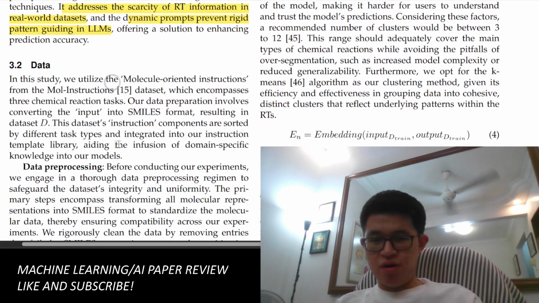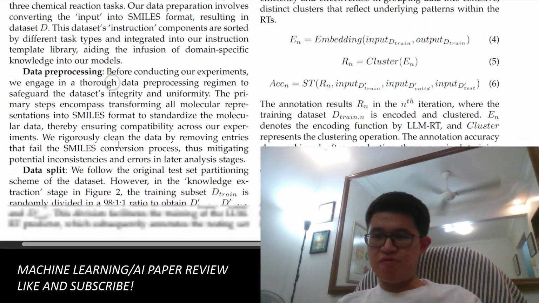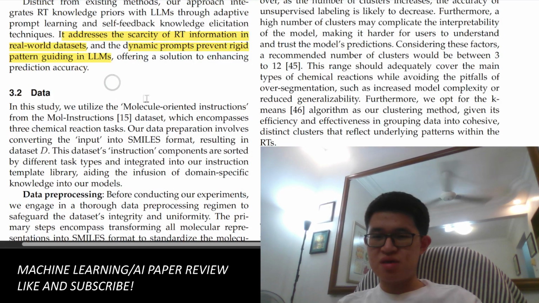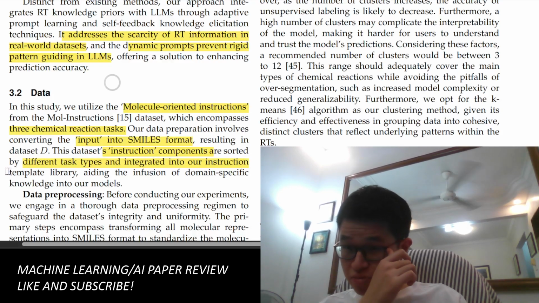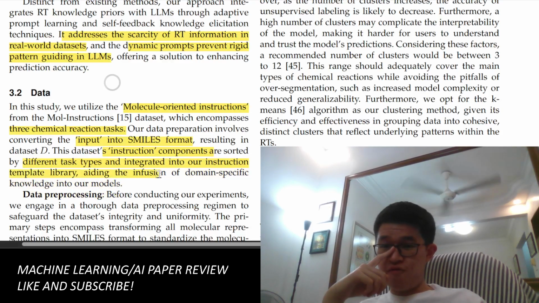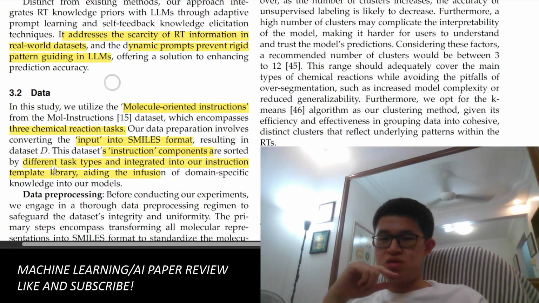Okay. Let me see, what else do we have here? Okay, and they have the data processing pipeline here. In the study, they use molecule-oriented instructions from a dataset that contains three chemical reaction tasks. So they prepared the dataset by converting the input into SMILES, obviously, right? And the dataset's instruction components are sorted by different task types and integrated into their instruction template library, aiding the infusion of domain-specific knowledge into the models.